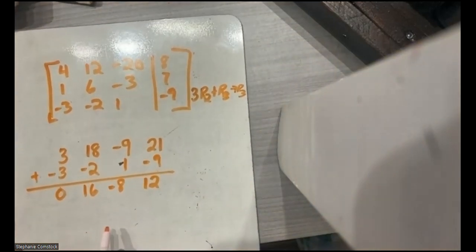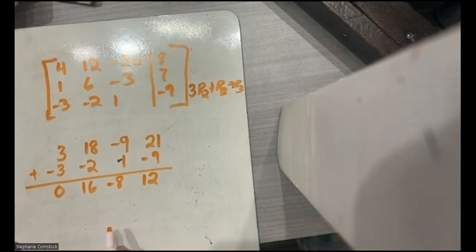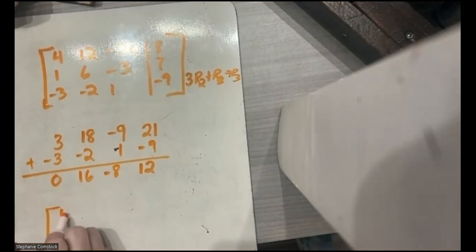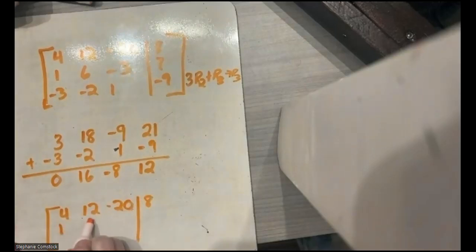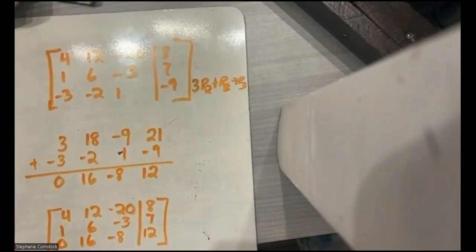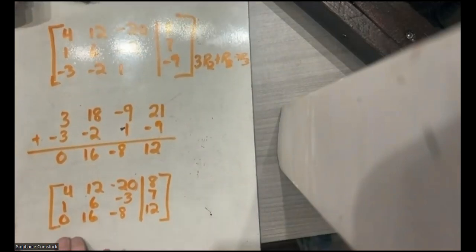Okay. And so then that's going to be 4, 12, -28, 1, 6, -3, 7, and then this one 0, 16, -8, and 12. Okay, so there is what we would have for that one. So those are the 3 things that we are allowed to do within the matrix.